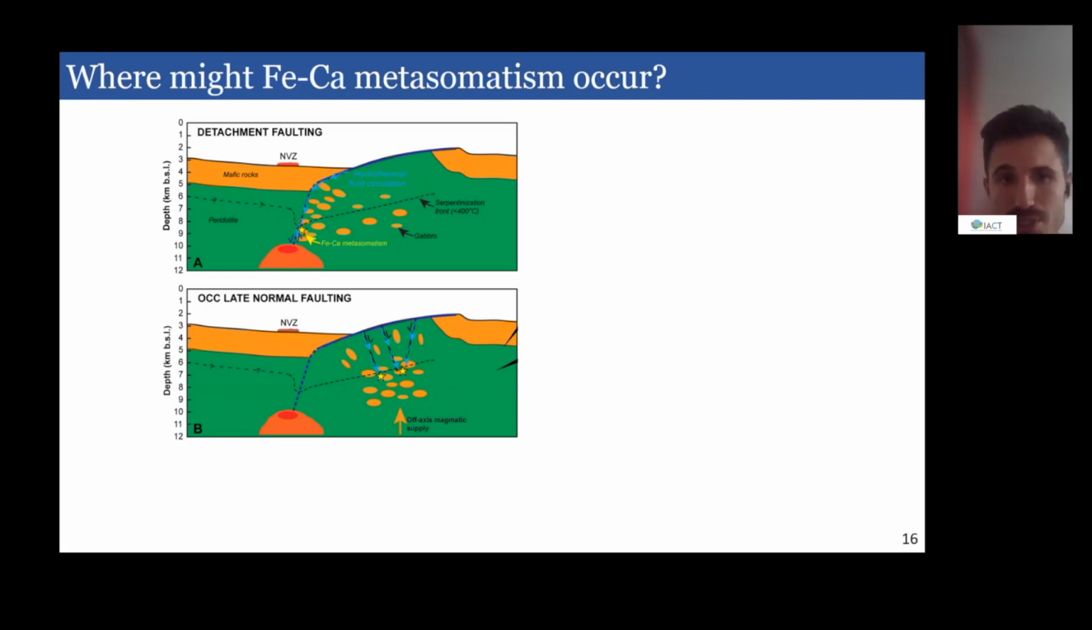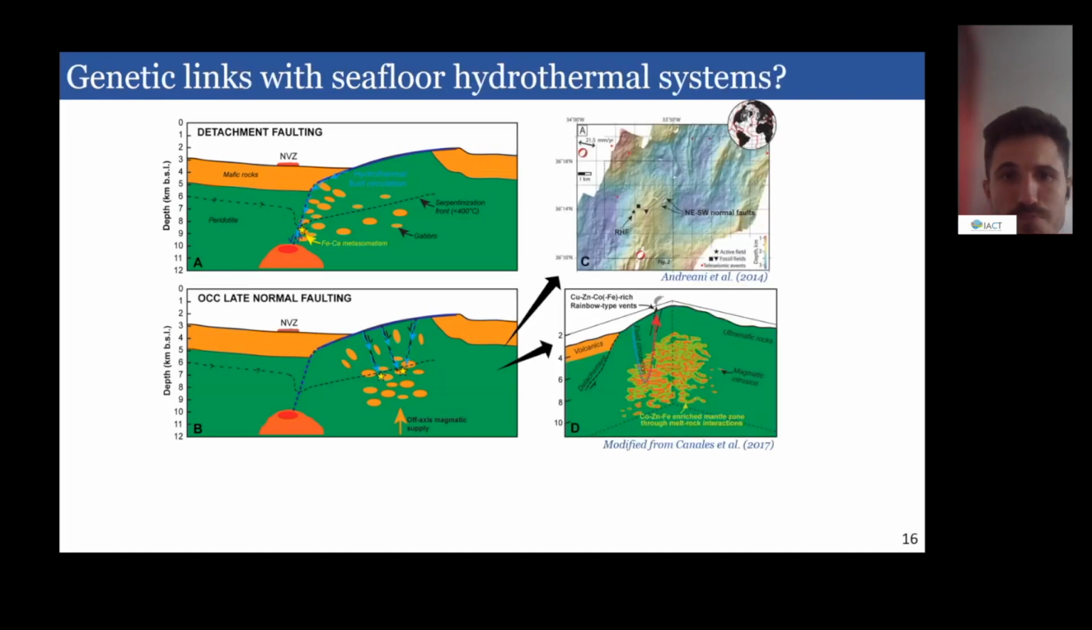And actually, this second setting corresponds to the Rainbow Massif. And at the Rainbow Massif, some seismic studies have evidenced the presence of reflectors, and these reflectors have been interpreted as molten magmatic lenses that incept in the deep basement below the Rainbow hydrothermal fields.